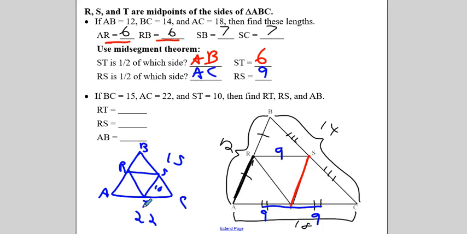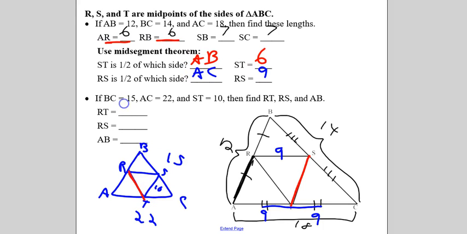Well, RT is going to be half of BC. So again, remember, here's RT. It is going to be half of the side it's parallel to, if I could draw parallel lines. So it's going to be half of that. So half of 15 is, let's see, 7.5. RS, where's that? Well, that's right here. That is parallel to AC. So if this is 22, that makes RS 11. And that's all you're doing every time. You either divide it by 2 or multiply it by 2.